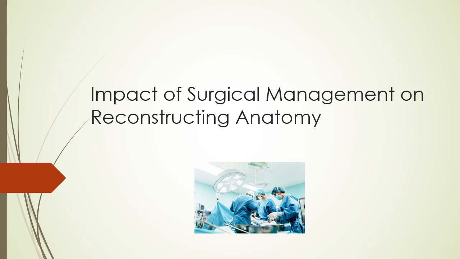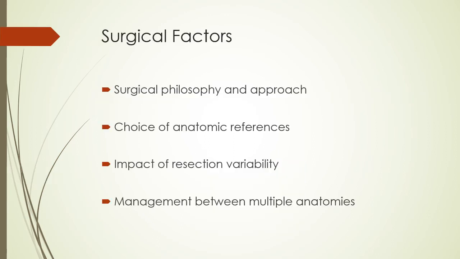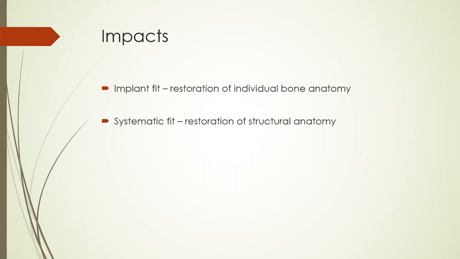The next category is the impact of surgical management on reconstructing anatomy. And there are multiple surgical factors that can impact your anatomic restoration. Surgical philosophy and approach, choice of anatomic references, impact of resection variability, and management between multiple anatomies, not just one bone, but taking the joint as a whole structure and managing the relationship between them. And from those sources, the impact on implant fit regarding the restoration of individual bone anatomy, and also impact on systematic fit, that's the restoration of a structural anatomy.